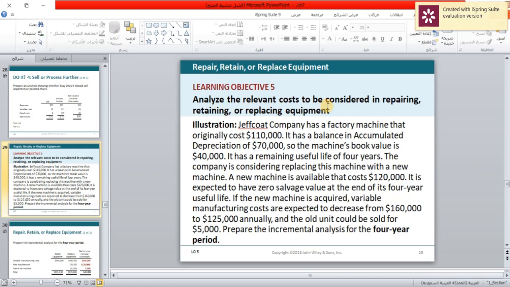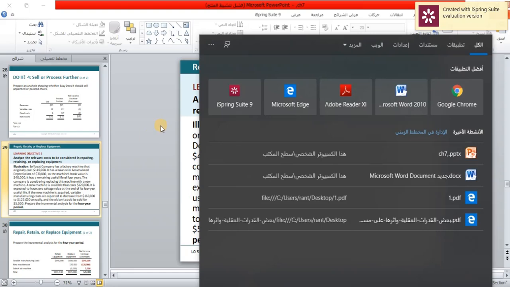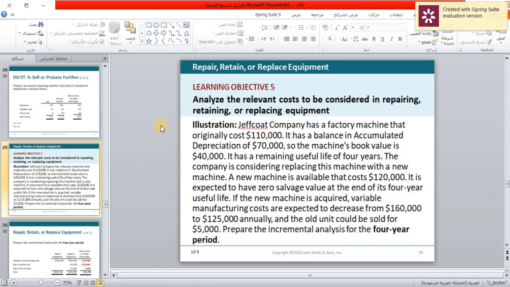Analyze the relevant costs to be considered in repairing, retaining, or replacing equipment. G Company has a factory machine that originally cost 110,000. It has a balance in accumulated depreciation of 70,000. So the machine book value is 40,000. It has a remaining useful life of 4 years.